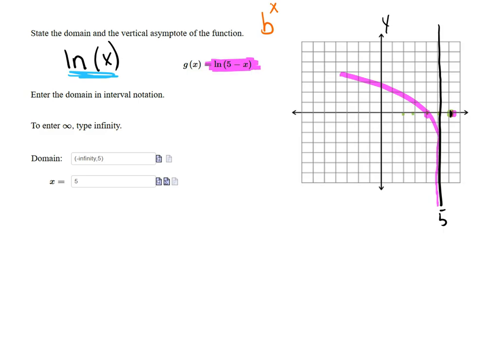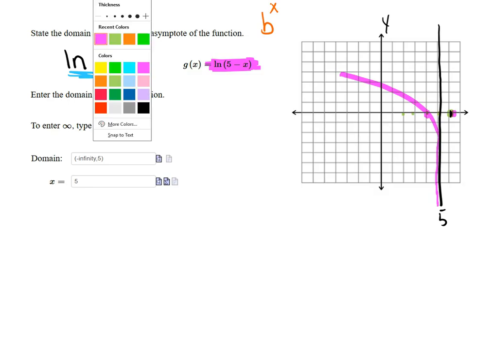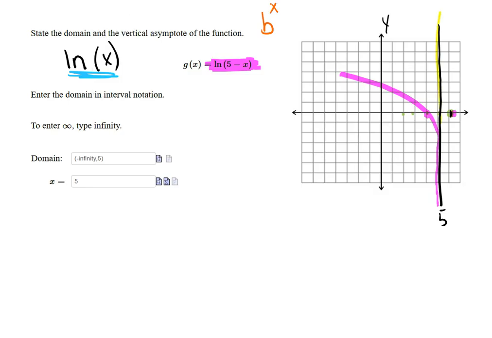And they want me to type in the domain, and they also want the vertical asymptote. That vertical asymptote, there it is. It's that line I drew a minute ago, and it goes right through the x-axis at 5. So x equals 5 is the vertical asymptote. Mobius typed the x equals for you. You just stick in the 5.